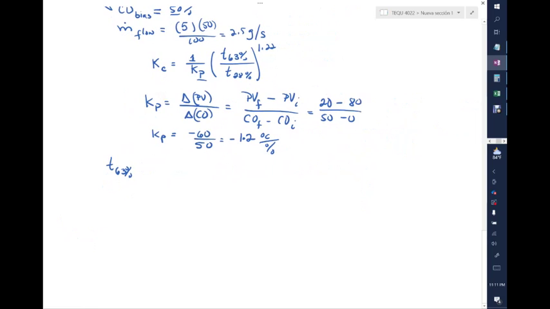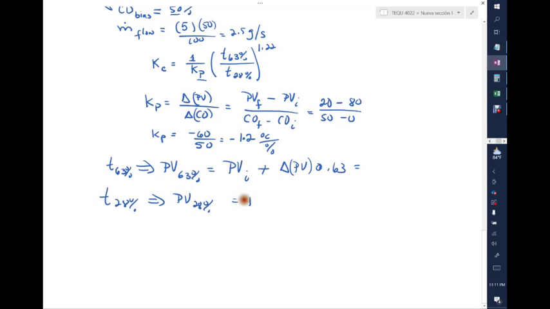So with that said, T of 63, what I'm trying to get is based on PV of 63% change, and that would be PV initial plus delta PV times 0.63, and that will give a number. How about T of 28%? You do the same. PV of 28% is going to be PV initial plus delta PV times 0.28. That will give you a number.